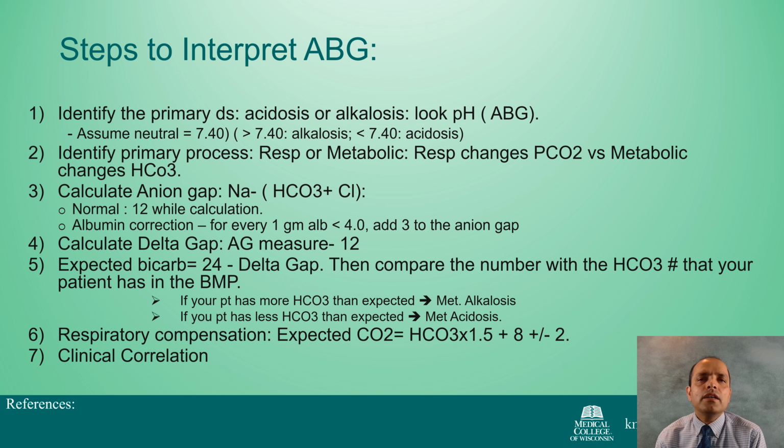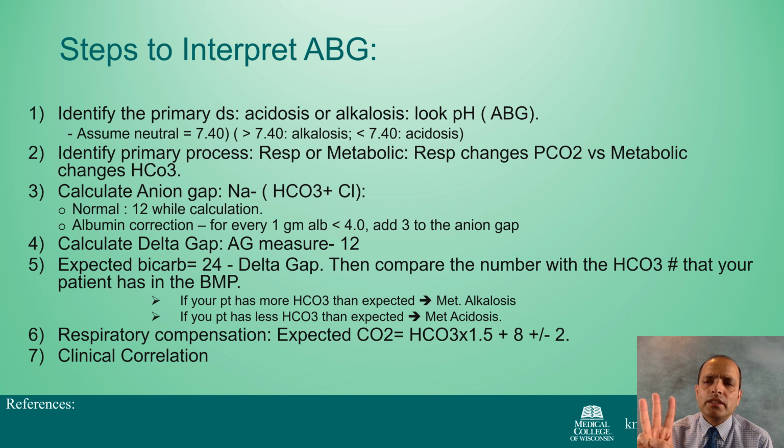You first add bicarbonate with chloride and you subtract that number from sodium. Normal anion gap is 12. Sometimes your patient has a low albumin number, then you need to make a correction. How do you correct? Let's say your patient has an albumin of 2 and you calculate an anion gap of 15. So the corrected anion gap in this case is going to be 21. For a 1 gram drop of albumin from 4, which is the normal albumin number, you add 3 to the anion gap.